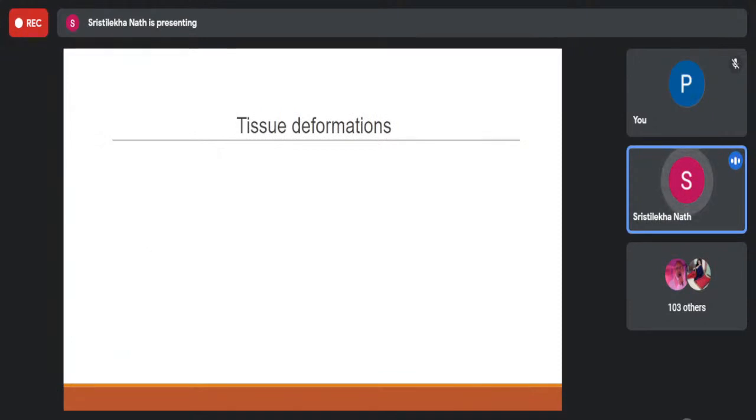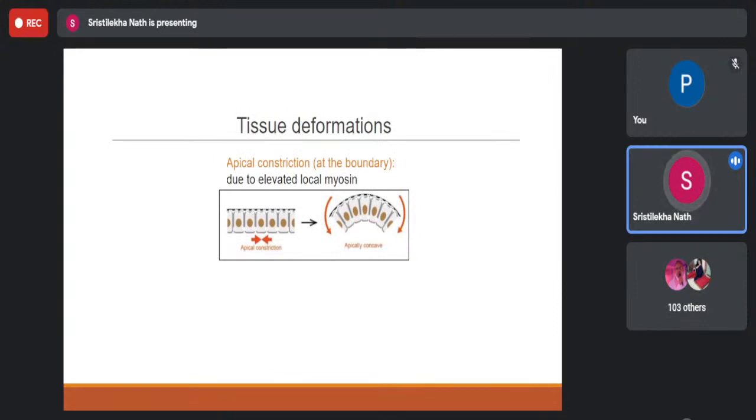So, what tissue deformations did they actually observe here? One is apical constriction at the boundary. It was found that this apical constriction at the boundary was due to elevated myosin accumulation at the apical surface, which made the surface constrict towards each other, like the arrow is showing, and that ultimately bent the structure in an apically concave direction. So this is one of the tissue deformations.